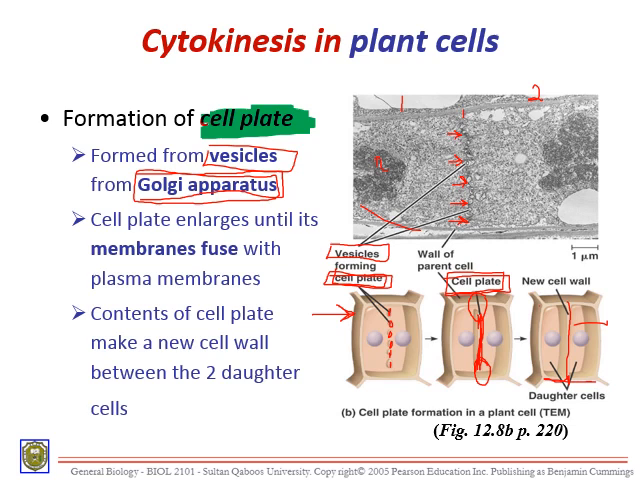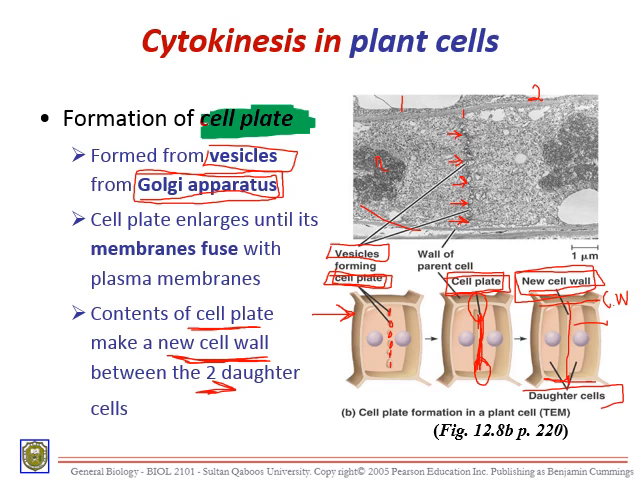Now this wall, we call it the new cell wall. Before we called it the cell plate because it was not ready yet. It was not fused completely from the two ends. But now over here, it's complete. And now only can we call it the cell wall. So the contents of the cell plate will eventually make a new cell wall between the two daughter cells.